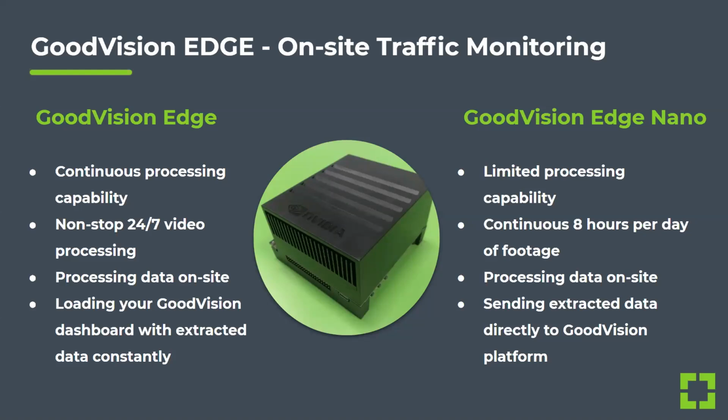So how does it work? This device is designed to work outdoors, or it can be placed in your data center. You place your edge device somewhere near the camera, and it actually processes the video and sends the extracted data to your central GoodVision platform. This appliance uses the same level of artificial intelligence which is incorporated in our cloud platform.